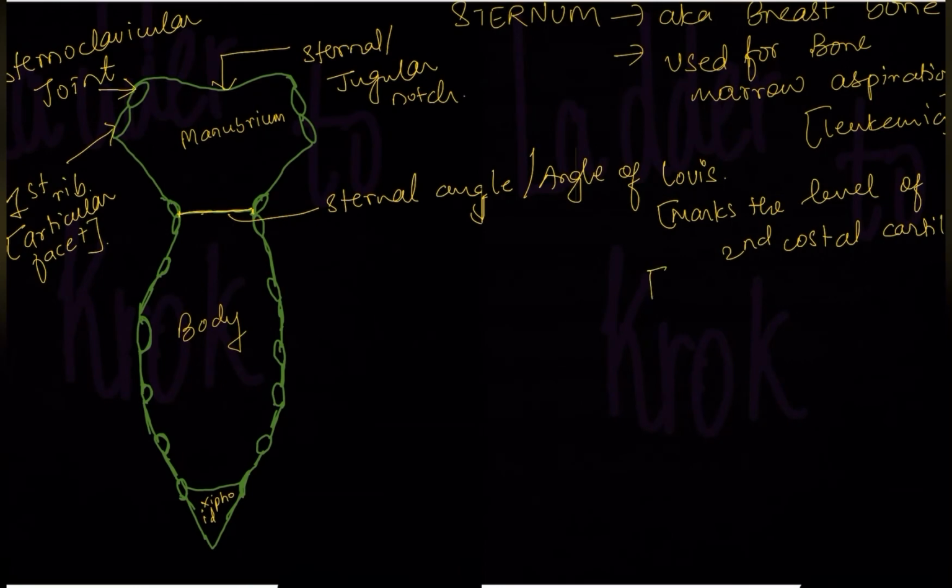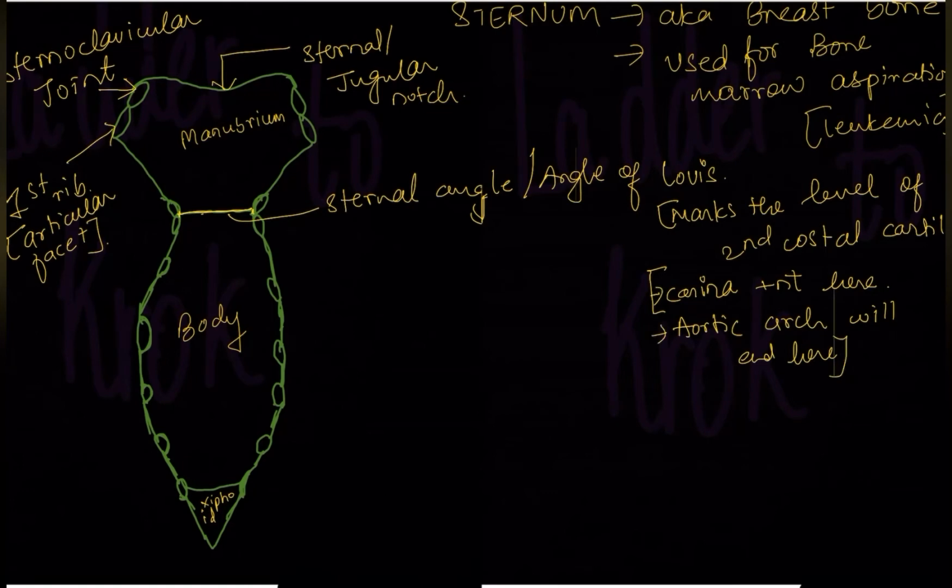You have to remember a few things about this: the carina is present here. What is the carina? The carina is the place where your trachea divides into two primary bronchi, the right and the left primary bronchus. So that is the carina. Carina is present here, and the aortic arch ends here. When we were doing the circle of Willis, I told you about the aortic arch. So the aortic arch will end here. These 2 points you have to remember regarding the sternal angle.